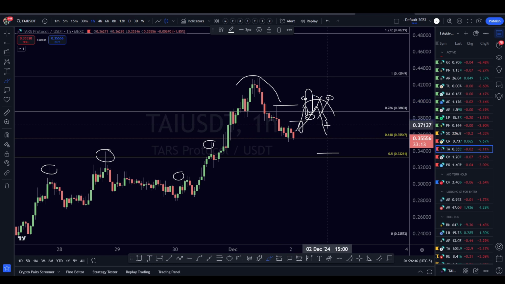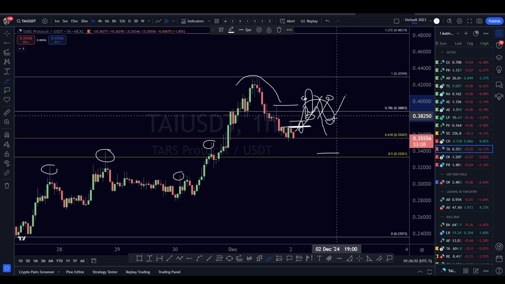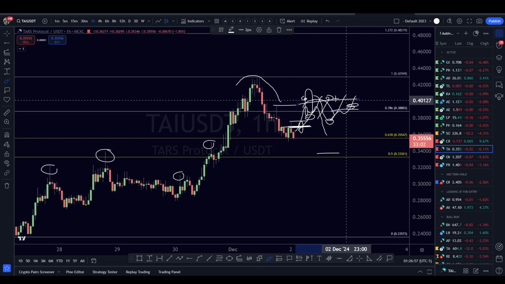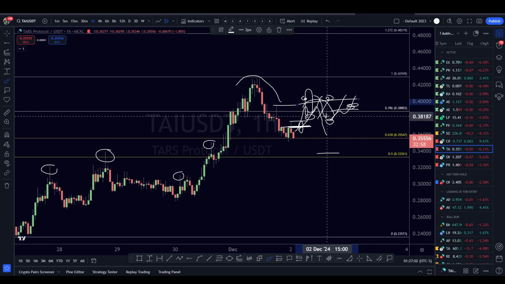Then, of course, it might bounce here because this is our support level now, and then come up as it's coming up, enter again here, or a safer entry is once it breaks this level or wherever the candle closes, enter there. So that's how you would enter the trade.